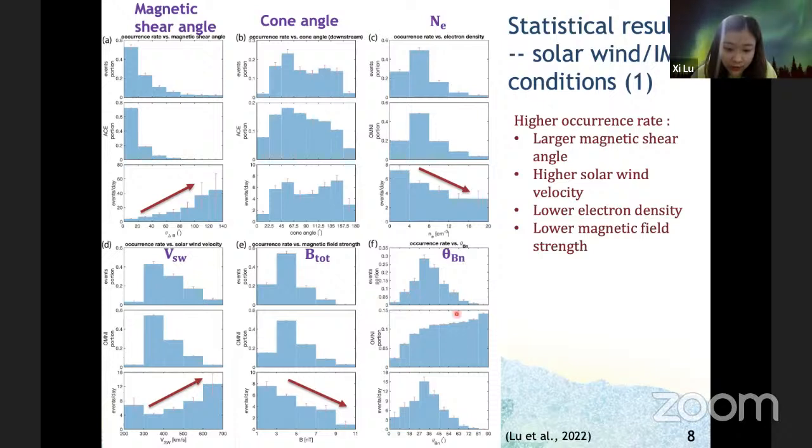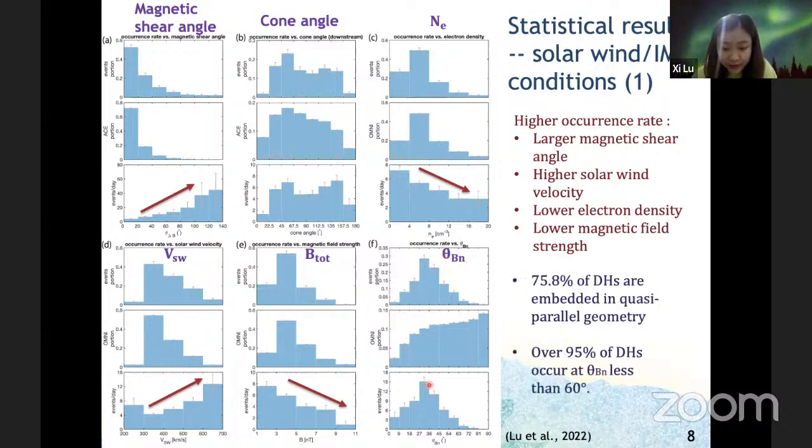And the right bottom plot shows a geometry distribution. Theta Bn is the angle between the magnetic field and the Foreshock normal. Most of our density holes are embedded in quasi-parallel geometry. And this is beyond our expectation, saying that the small theta Bn is not the most favorable condition for density holes to be observed. This may be because theta Bn is different at different Foreshock locations. That means density holes could form upstream and propagate to the MMS position and experience a varying Foreshock orientation and theta Bn.